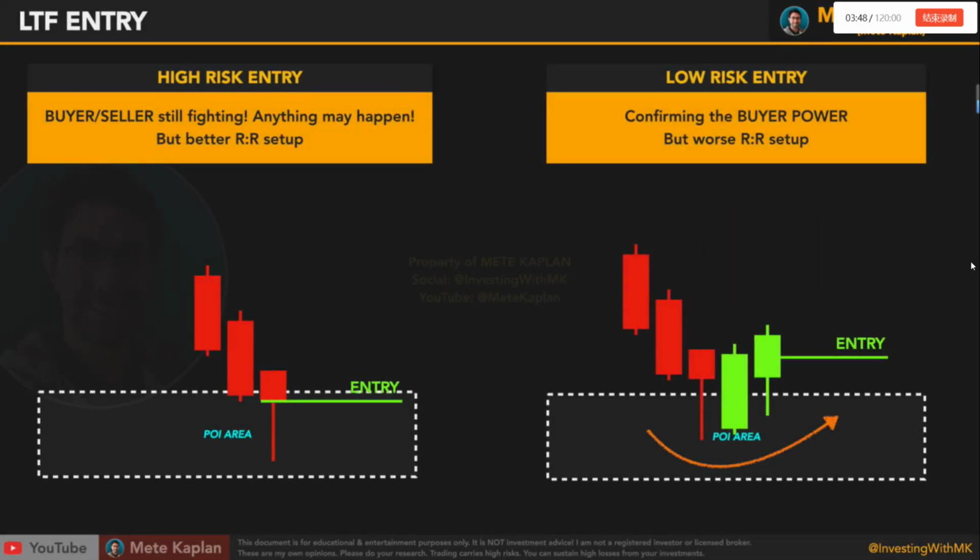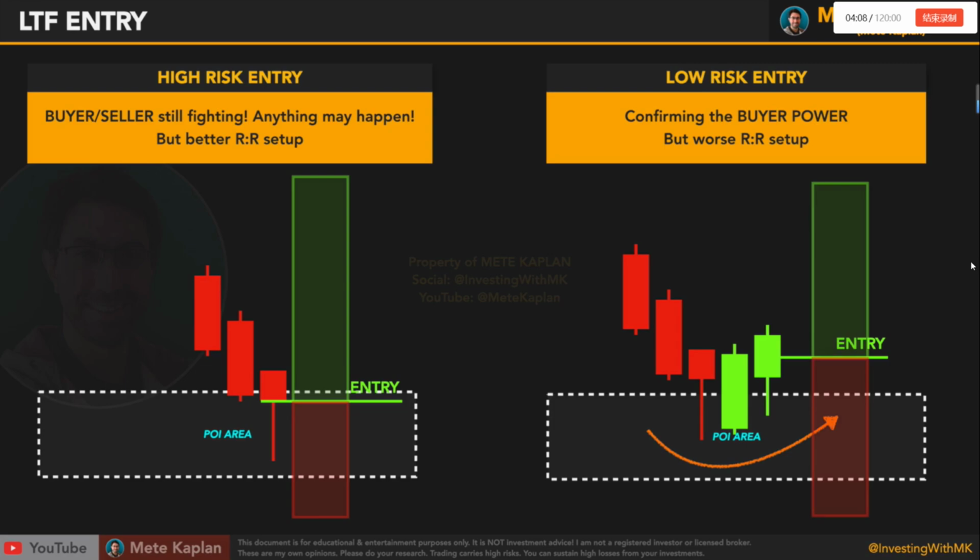Let me explain on this chart again. If you take the wick-based entry, you'll have a far better risk and reward ratio. However, since the buyers and sellers are still fighting, there's a high chance of losing the trade.